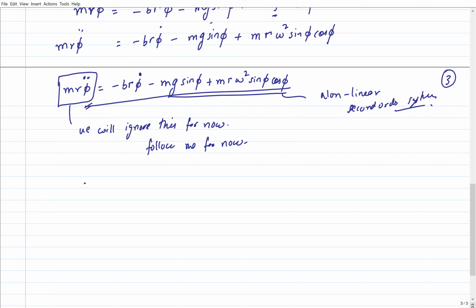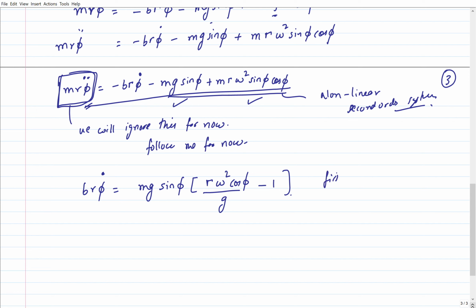So then what does my equation say? This part was neglected. So then I have b r phi dot equals mg sine phi, and in the bracket I have r omega square cosine phi by g minus 1. This is just writing this term and this term like this. So now I have a first order system. I have only the first derivative.